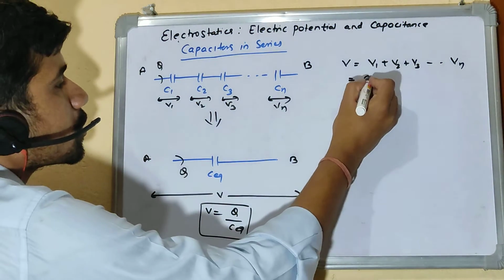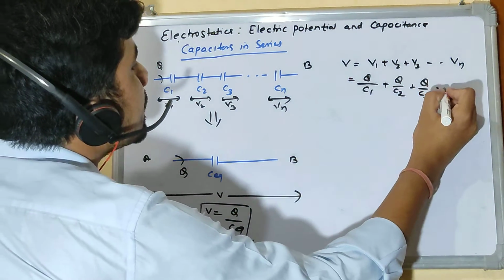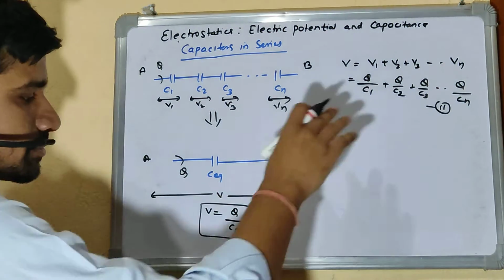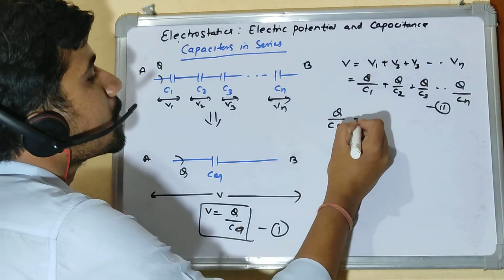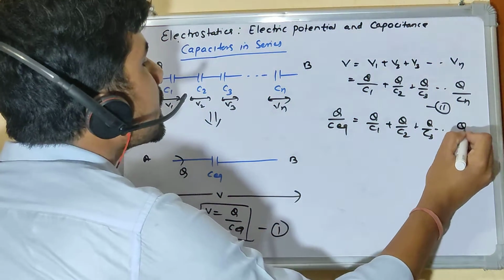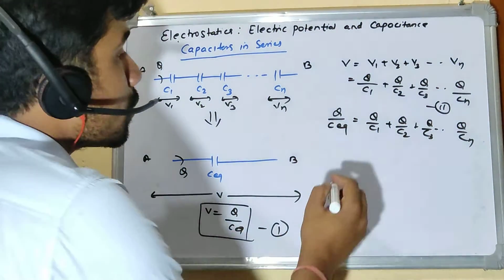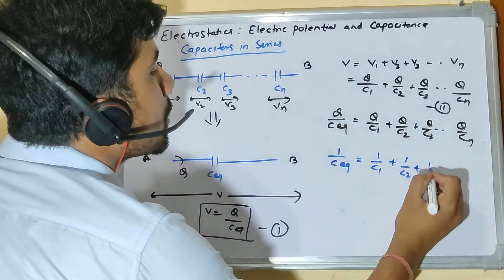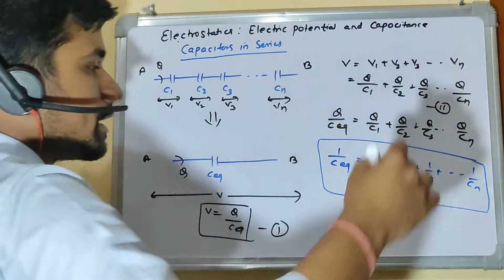So V1 is nothing but Q by C1, V2 is Q by C2, V3 is Q by C3 until Q by Cn. So if this is equation 1 and this is equation 2, both are same, both correspond to V potential. So Q by C equivalent is Q by C1 plus Q by C2 plus Q by C3 and so on till Q by Cn. You see Q is common term, so it will cancel out. So 1 by C equivalent is 1 by C1 plus 1 by C2 plus 1 by C3 till 1 by Cn. So this is the equivalent capacitance.